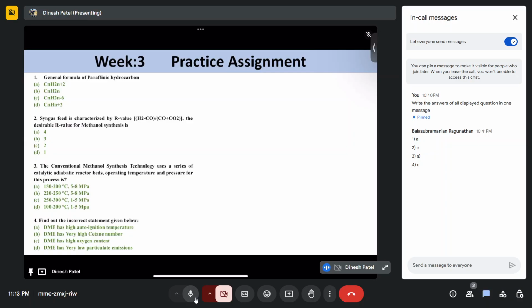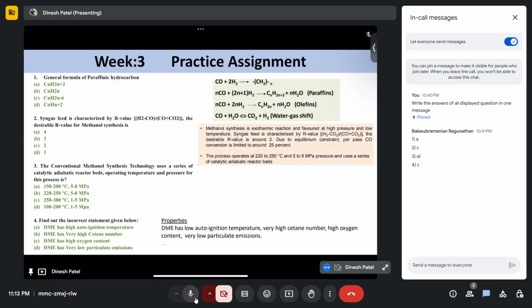So let's see the answer of this. General formula of paraffinic hydrocarbon. As you can see, there are different types of hydrocarbons, paraffinic, olefinic. The question was the paraffinic hydrocarbon. The paraffinic hydrocarbon general formula is CnH2n+2. The correct answer is A, CnH2n+2.